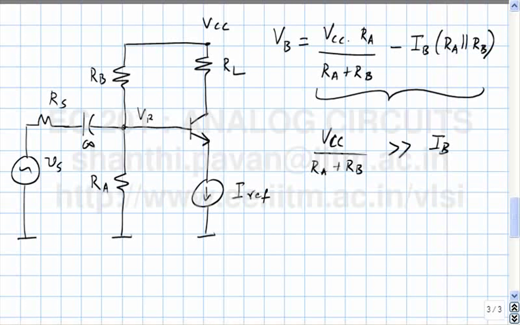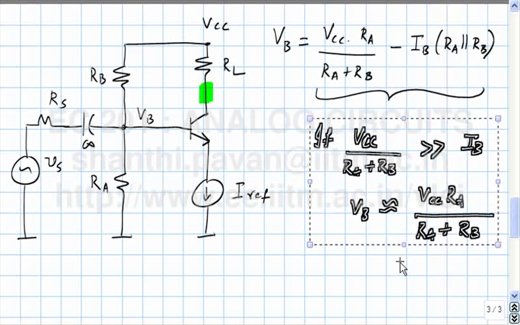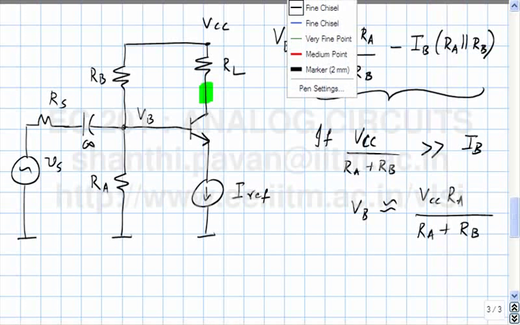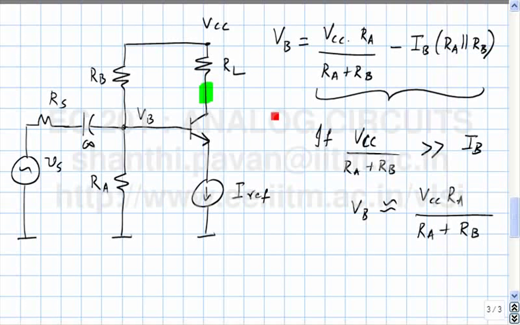And if we have done a clean job of design, VB will be approximately VCC times RA by RA plus RB. What will be the quiescent potential at the collector? The quiescent current through the transistor is, please note that this is IB, this is beta IB. IC is beta times IB. I can write that equivalently as IB, which is IC by beta, which means that IC is what?